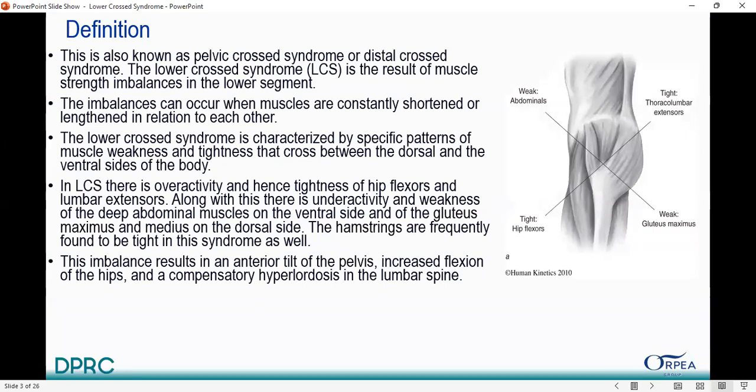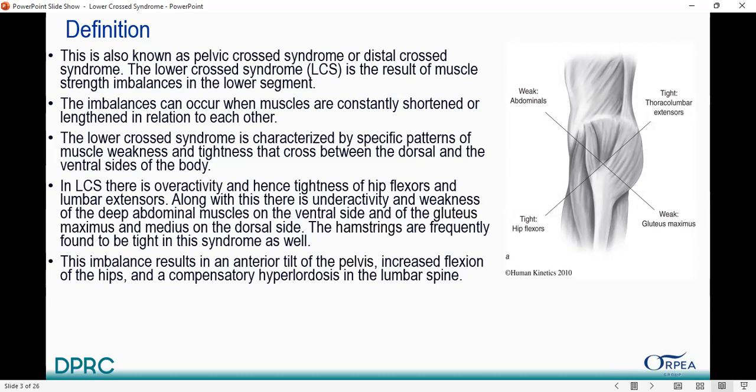Definition. This is also known as pelvic cross syndrome or distal cross syndrome. Lower cross syndrome is the result of muscle strength imbalance in the lower segment. As you can see in the picture, this crossing between tight hip flexors and tight thoracolumbar extensors, and weak abdominal muscles and weak gluteus muscles. This imbalance can occur when muscles are constantly shortened or lengthened in relation to each other.